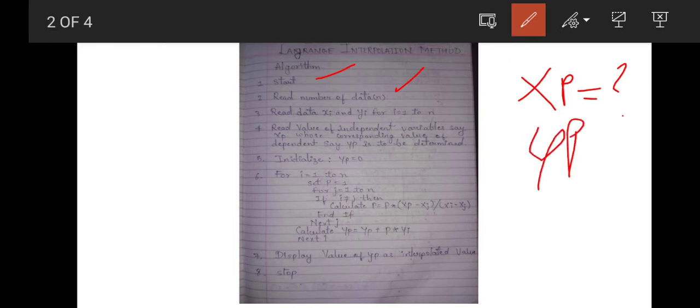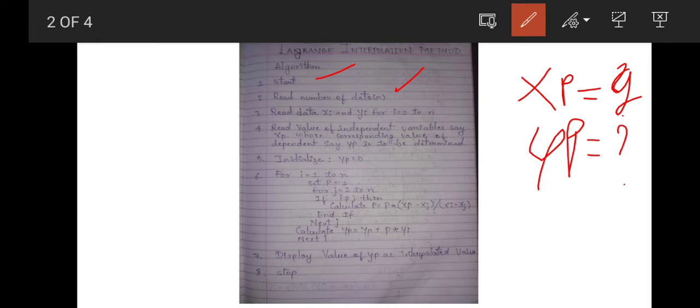Now we're going to understand the algorithm for Lagrange's interpolation method. First we read the number of data points, x and y. Then we read the value of y corresponding to x and initialize yp with 0. We have to find the value for xp. It means you are given xp and you have to find its value yp in an unequal interval.